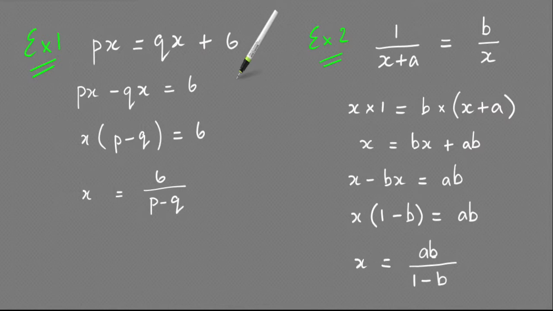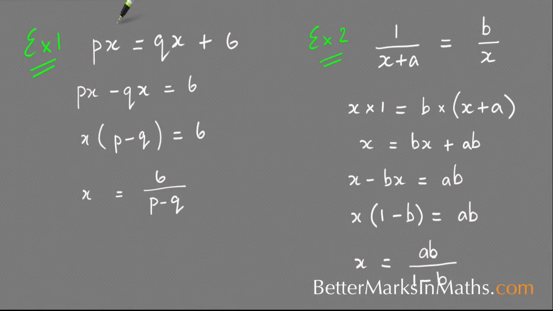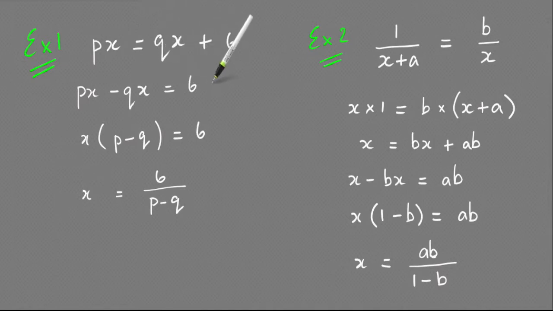Welcome to this lesson on how to solve literal equations for x. In example 1, you'll notice that there are two x terms, one on this side of the equals and one on this side of the equals. The trick is to get them both on the same side of the equals. So what I've done in my first step here is to move the qx to this side. And remember, when you swap sides, you swap signs. So positive qx becomes negative qx when it gets moved onto the left side of the equals, as I've done here. And so you end up with px minus qx equals 6.